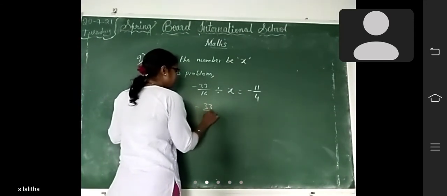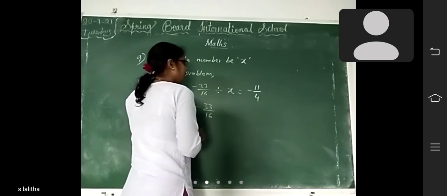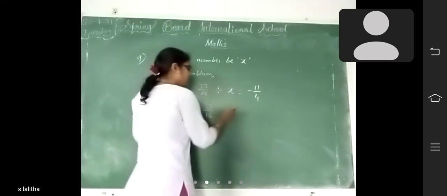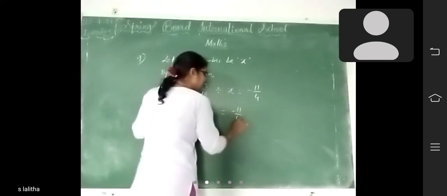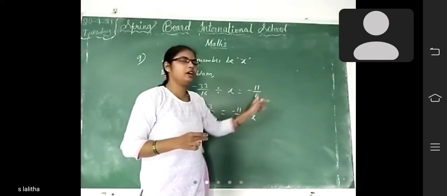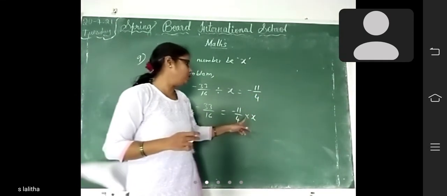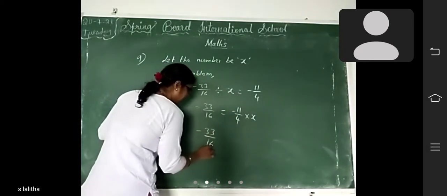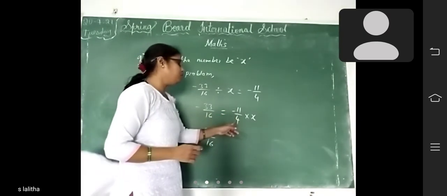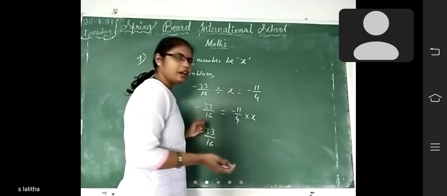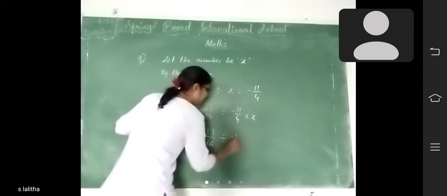So minus 33 by 16, here divided by x is there. If you transpose to here, what will become? Minus 11 by 4 into x. Here divided by x, if you transpose to here, what will become? Multiplication into x. Okay. Now minus 33 by 16, here minus 11 by 4 is multiplied. If you transpose to here, what will become? Divide. Minus 11 by 4 equal to x.